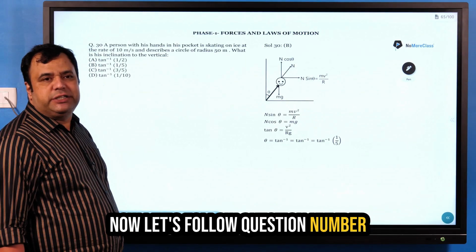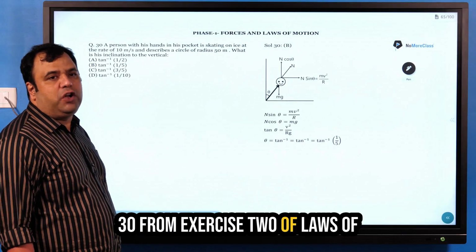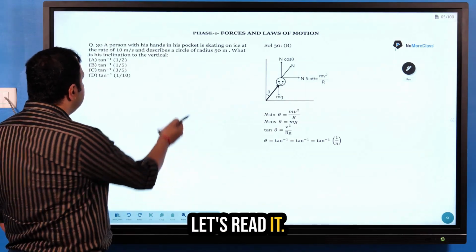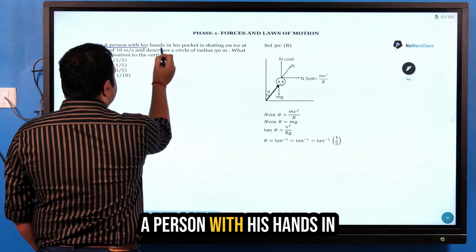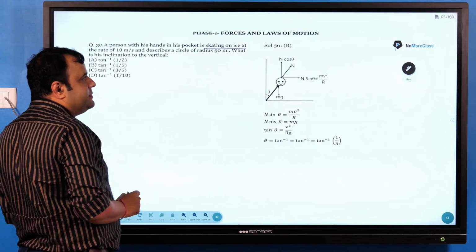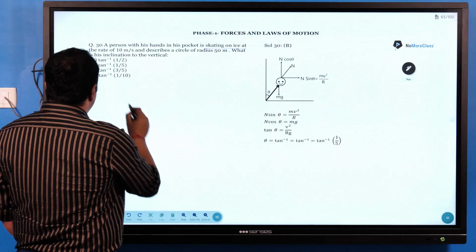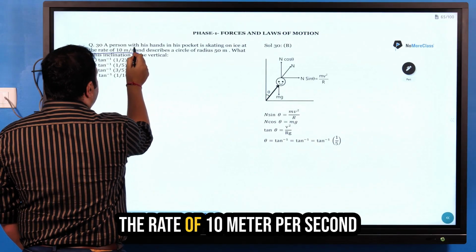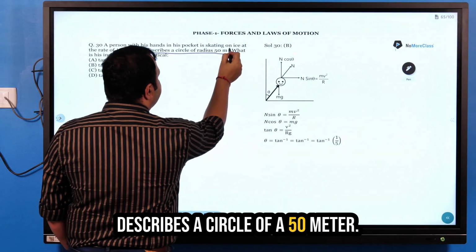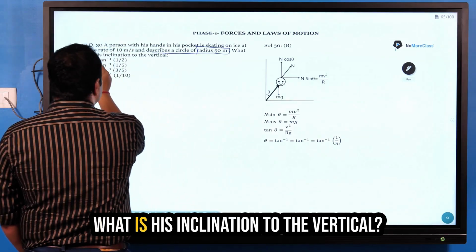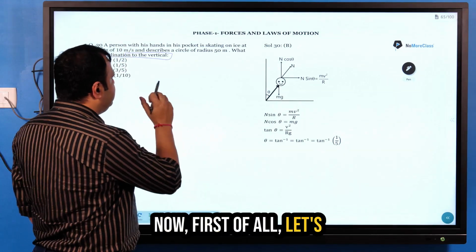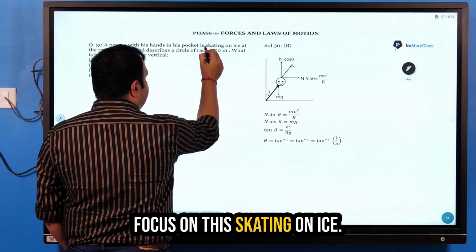Now let's solve question number 30 from exercise 2 of the laws of motion chapter from the Phase 1 book. Let's see it. A person with his hands in his pocket is skating on ice at a speed of 10 meters per second and describes a circle of radius 15. What is his inclination to the vertical? Okay. Now, first of all, let's focus on this: skating on ice.